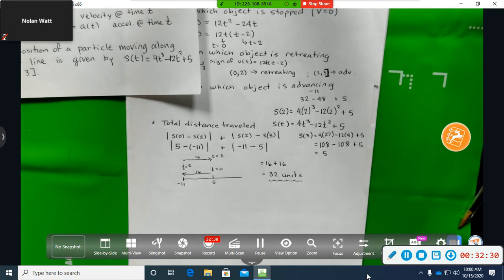Okay. So now let's look at one of the other motion type problems.